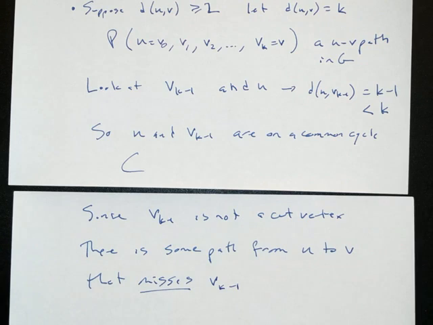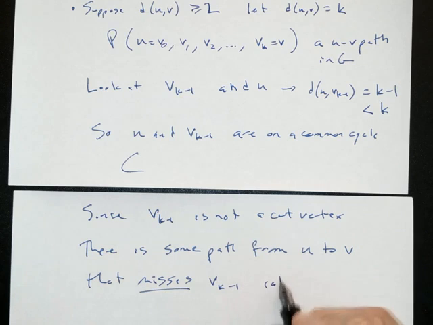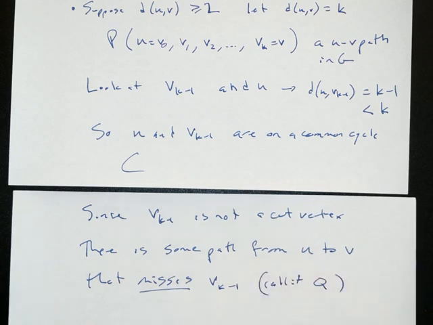Now that's a path. I already used P. We'll use Q. So here's an interesting point. We picked a path P of length K. There must be some other path Q that avoids Vk minus 1. That's cut vertex. But I know U and Vk minus 1 are on a common cycle.